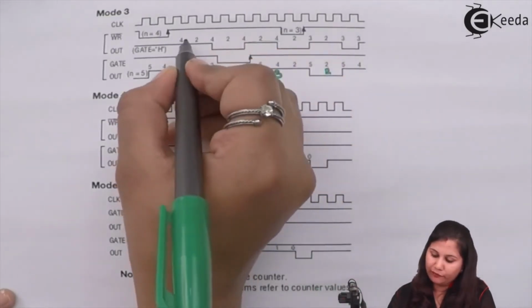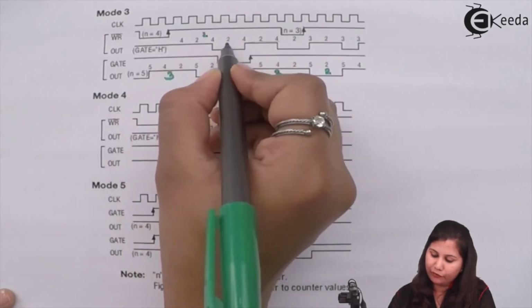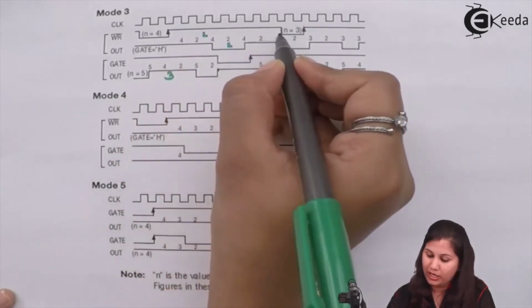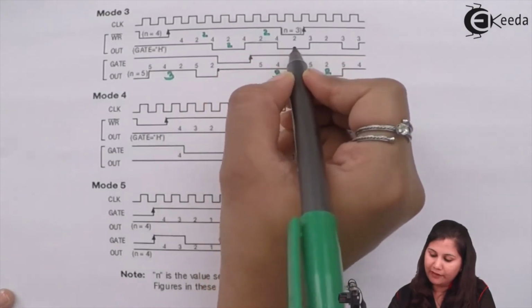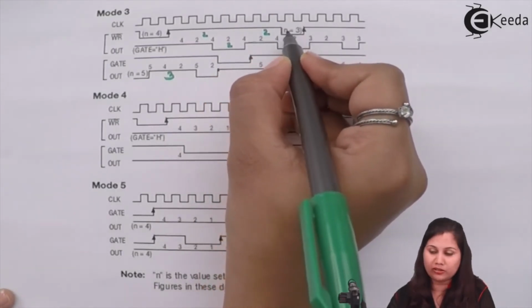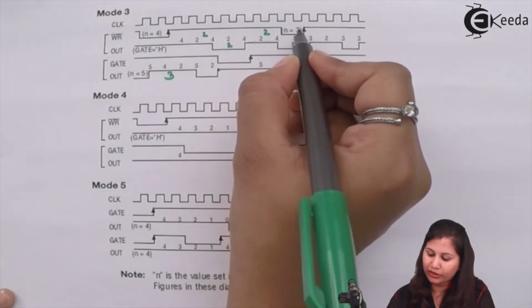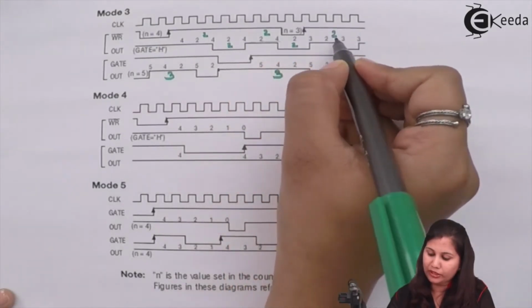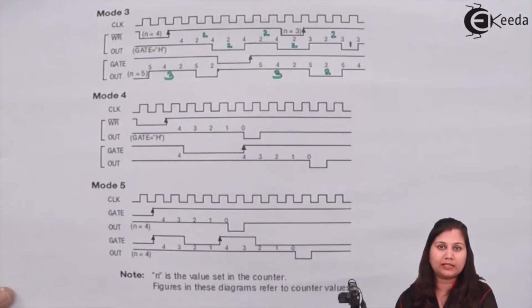In this you can see for 2 clock pulses it is high, for 2 clock pulses it is low. Again for 2 clock pulses it is high, for 2 clock pulses it is low. Then a new counter has been reloaded here. So for 3 we have 2 clock pulses high, and 1 clock pulse low.